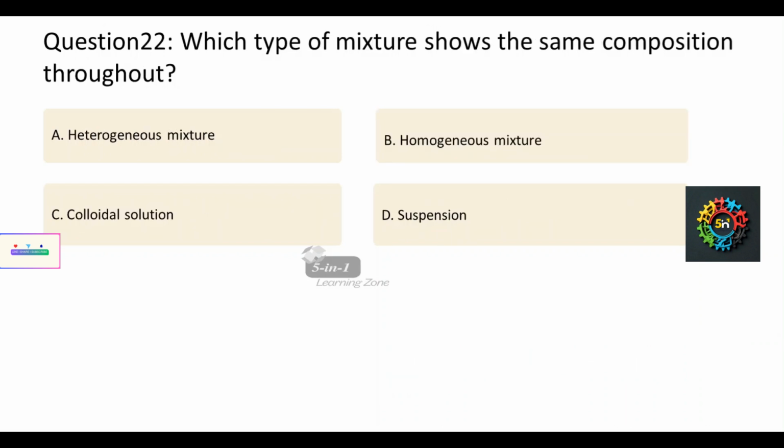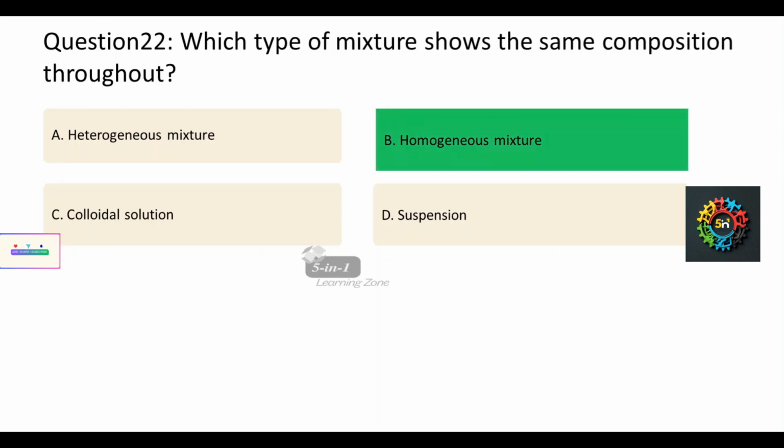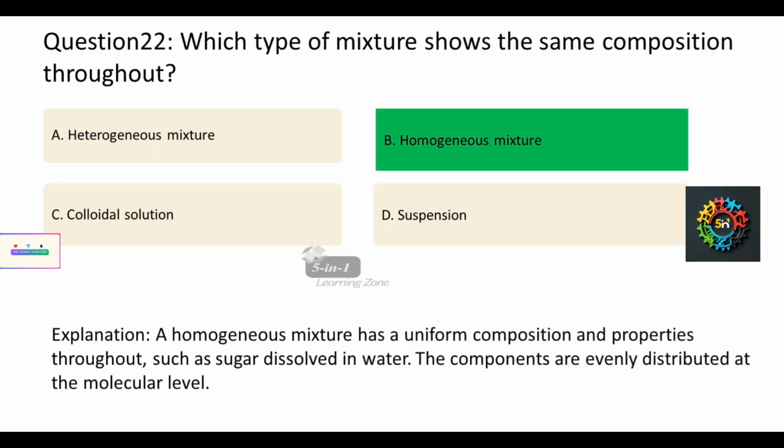Question 22. Which type of mixture shows the same composition throughout? Correct answer: B. Homogeneous mixture. Explanation: a homogeneous mixture has a uniform composition and properties throughout, such as sugar dissolved in water. The components are evenly distributed at the molecular level.